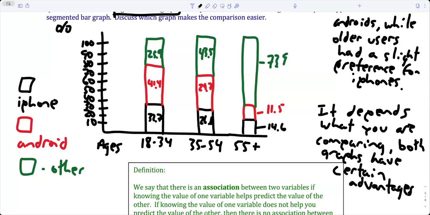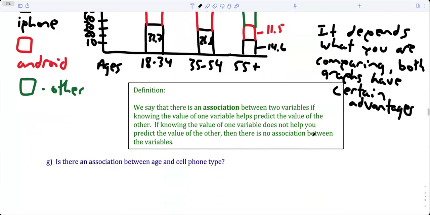And so finally, we say there is an association between two variables if knowing the value of one variable helps predict the value of the other. If knowing the value of one variable does not help you predict the value of the other, then we say there is no association between the variables. And that language that we use is very important. Okay, we say there is an association between the two variables.